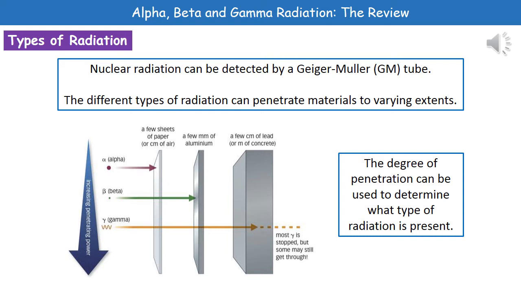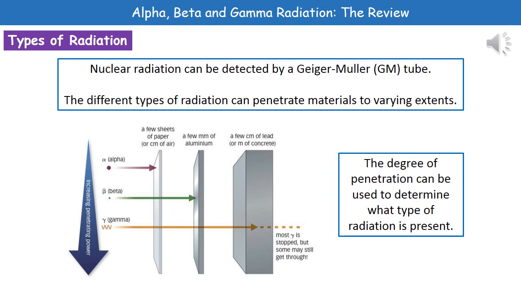And remember, we can actually use the degree of penetration then to work out what type of radiation is present. So if we've got an unknown radiation source, we can put some bits of paper in front of it. If we do not pick up any radiation on the other side, it was obviously alpha. If we do, it could be beta or gamma. Whereas if we only detect radiation when we put it through some aluminium, for example, then we know it's got to be gamma because beta and alpha are stopped by them.